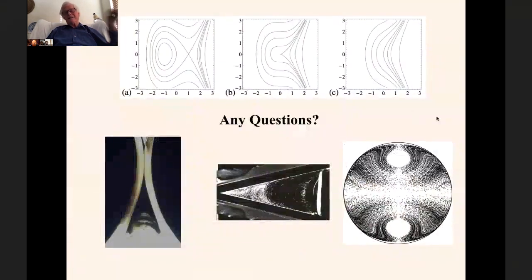Any questions at this point on any of these topics that I considered? You remember the transition here when a saddle point coincides with an elliptic point. Here the cusp singularity, and here the flow with chaos. Here the infinite singularity at a corner. I pause for a moment in case there are any questions.